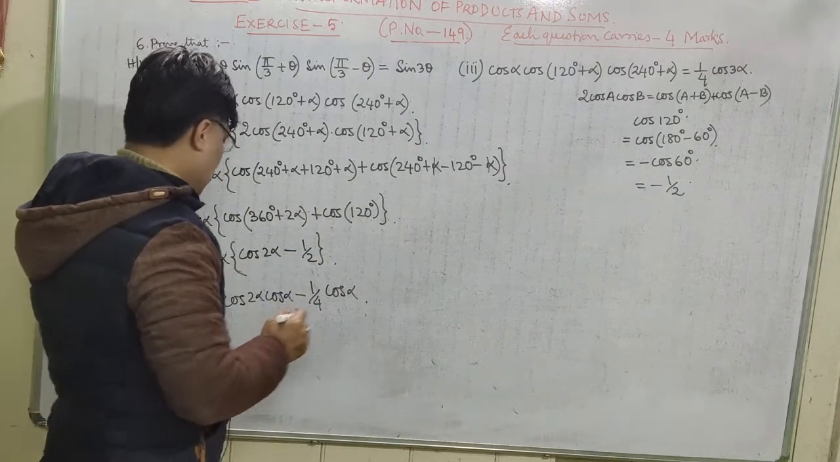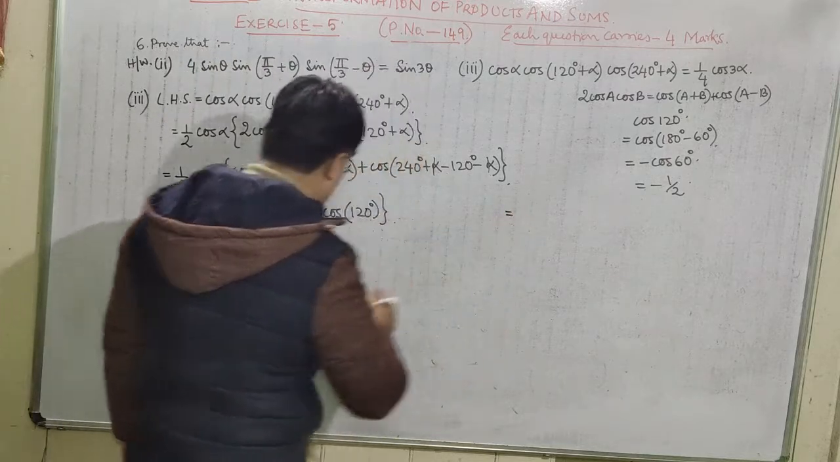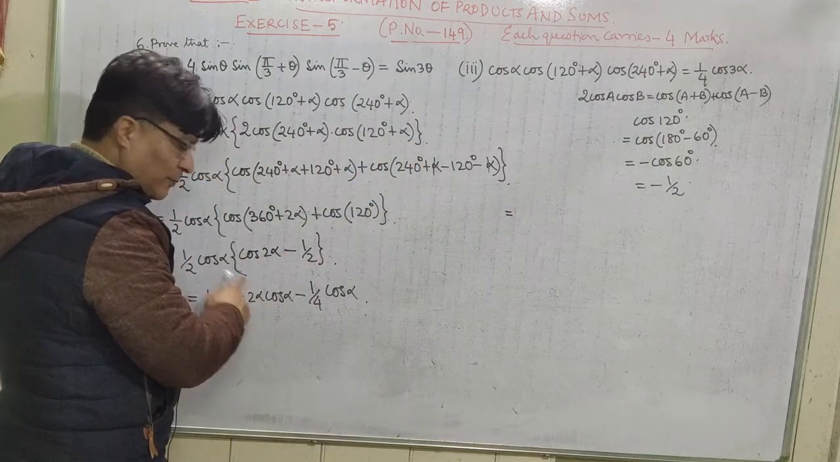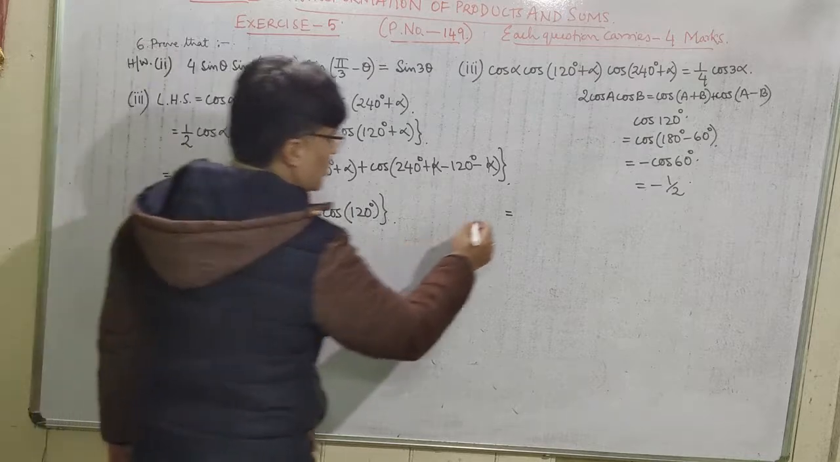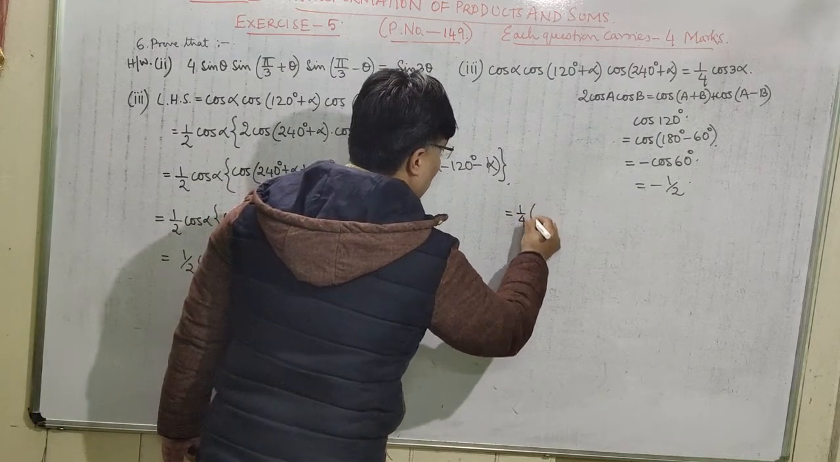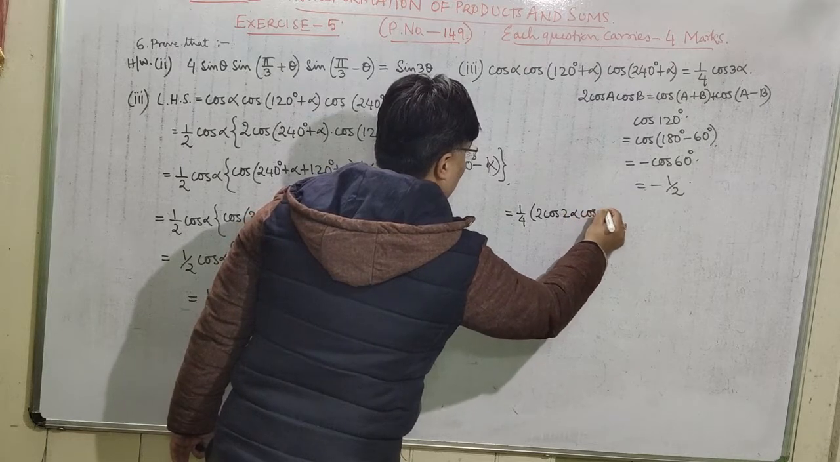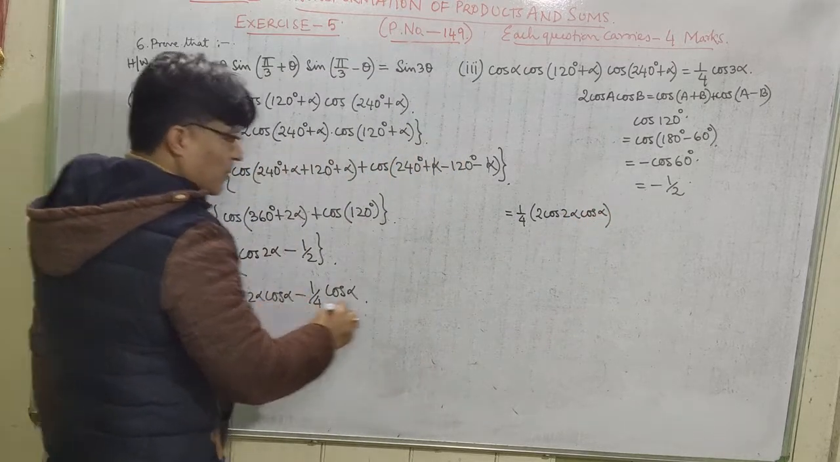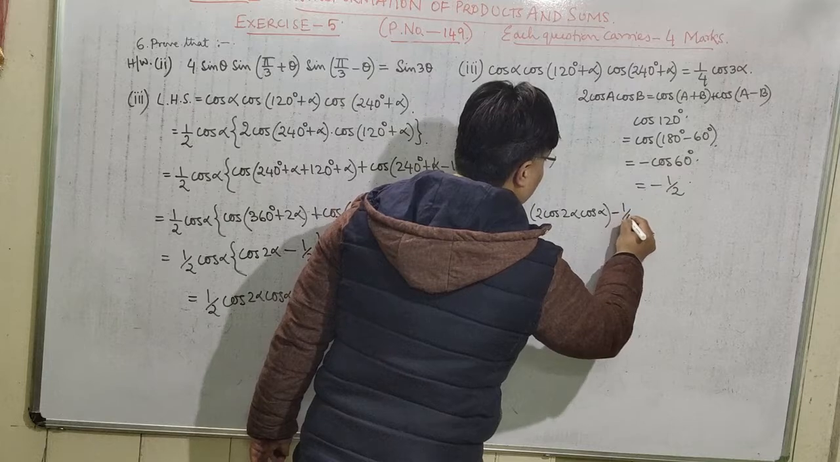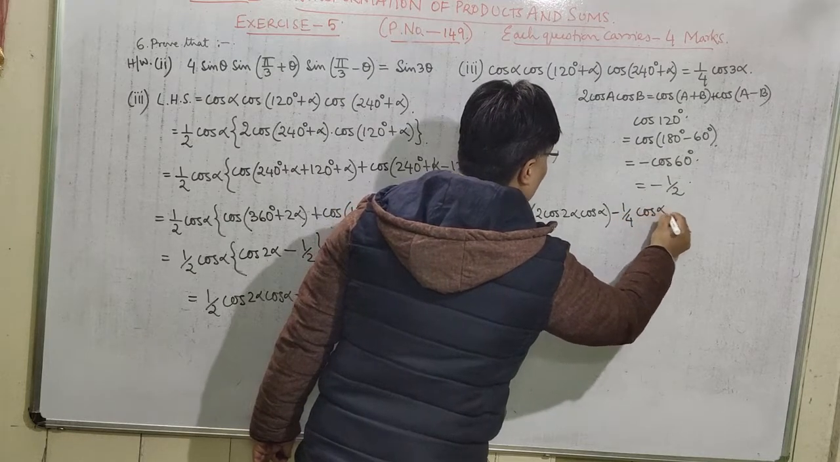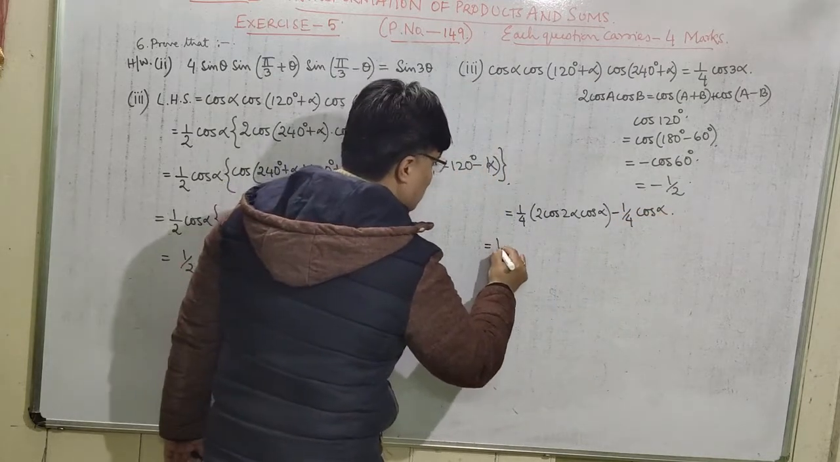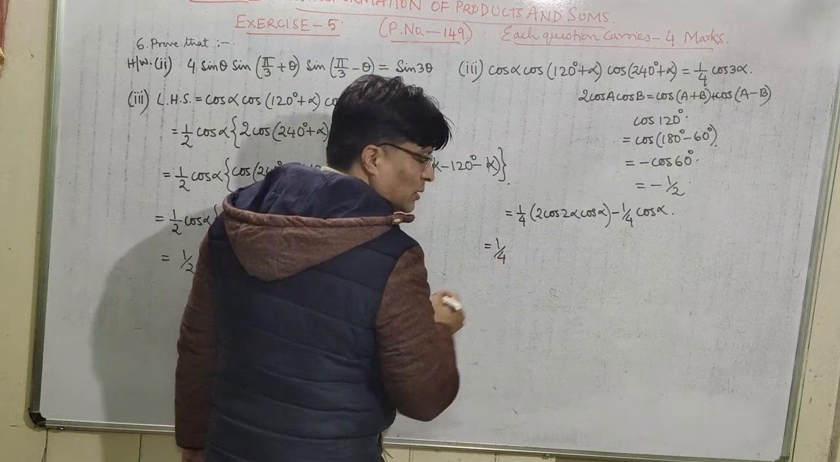So next, which is equal to, now we need 2 here again, 2 cos A cos B. So multiply and divide by 2. So it is 1/4, and within bracket 2 cos 2 alpha cos alpha, minus 1/4 cos alpha, which is equal to 1/4.